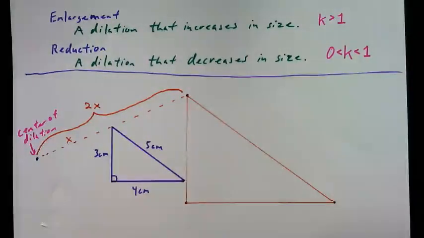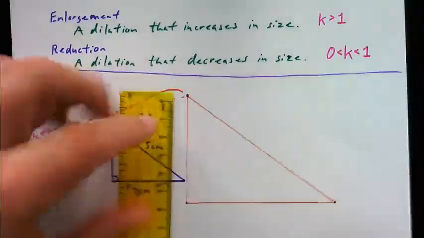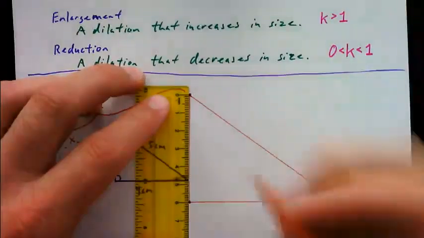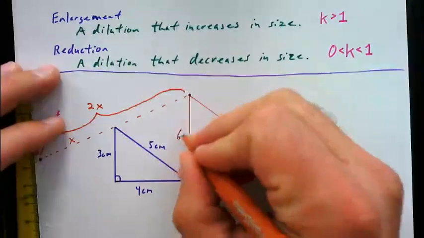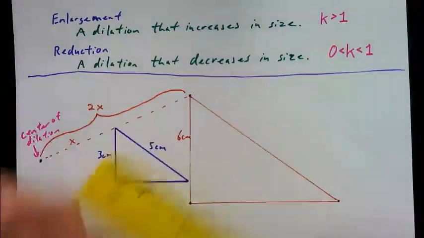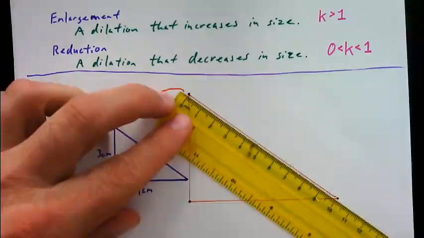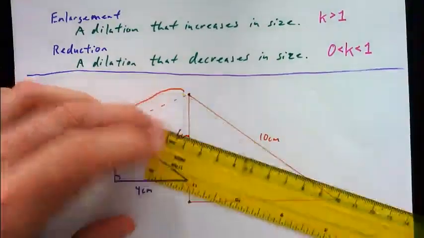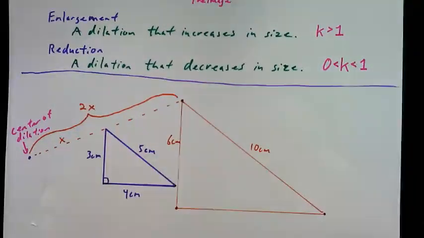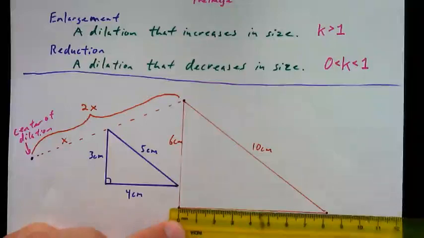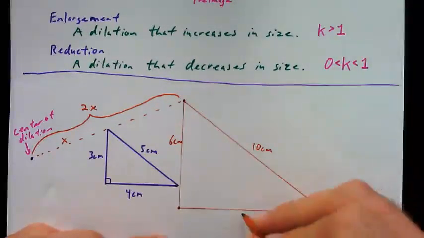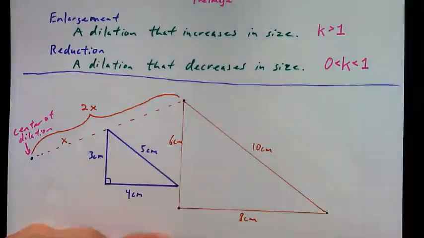What are you noticing? They should be double. So if you measure it, and again, I don't know how accurate mine is, but that's pretty good, right? I got 6 centimeters here. If I do this side, I have 10 centimeters. If I do this side, it's not perfect, but it's roughly 8 centimeters.